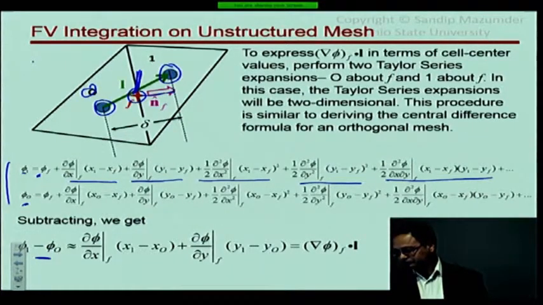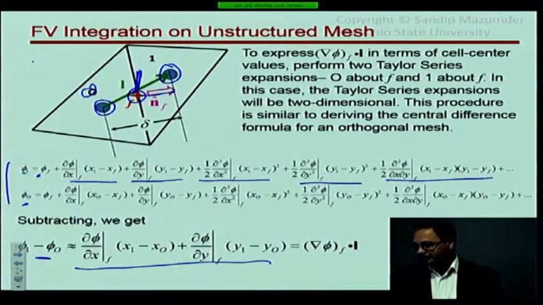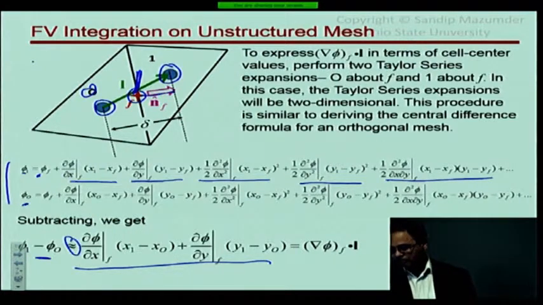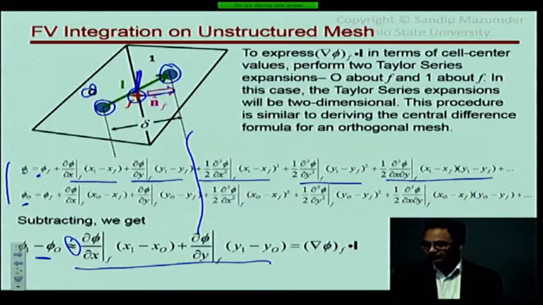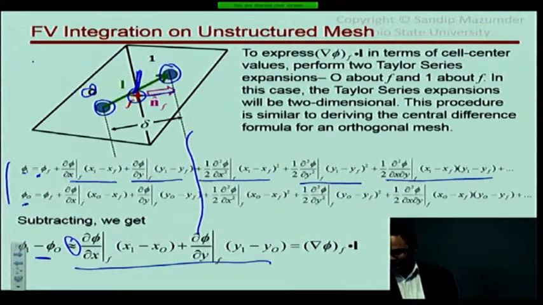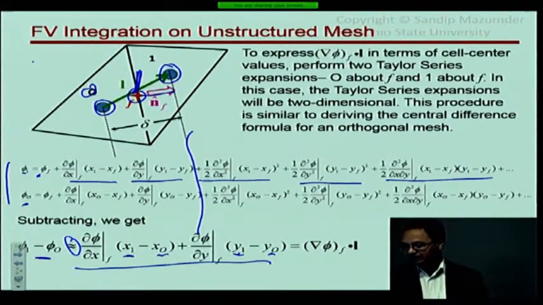Now, what is this right-hand side? Of course, this is an approximation because we have thrown away the higher order terms, so we've truncated the Taylor series right there. Now, this is nothing but x1 minus x0 and y1 minus y0. What is that? That's the L vector. So all we have here is grad phi f dot L.